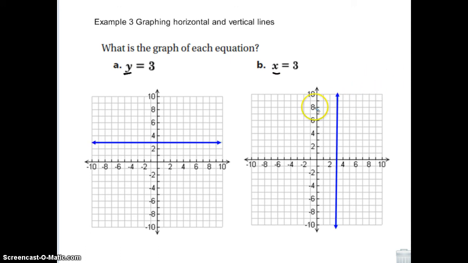Your two graphs should look like this, because you go up to y equals 3 and you go straight across because it's a y graph. Every dot on this line has a y equal to 3. And over here I went to x equals 3 and I drew a straight up and down line because every single dot on this line has an x equal to 3.